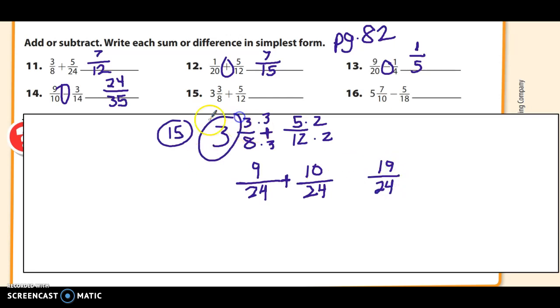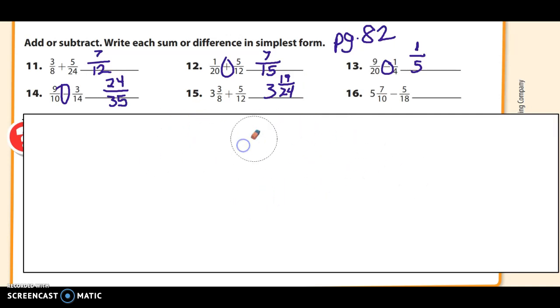And don't forget about this 3 right here. The 3 is the whole number. The answer is 3 and 19 24ths. Alright, number 16. This is another slightly tough one, but a multiplication chart makes it all the easier. If you're not doing these with multiplication charts, you probably should be.